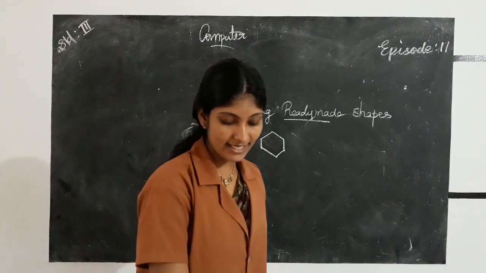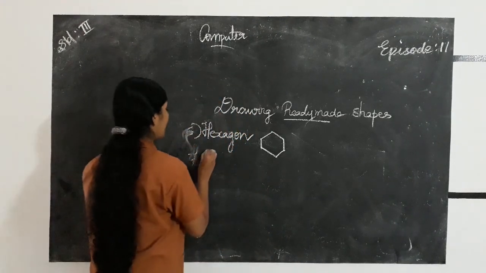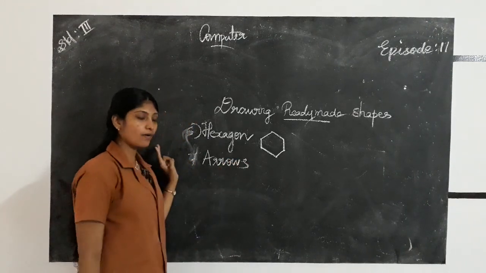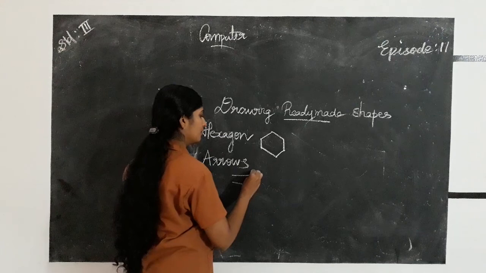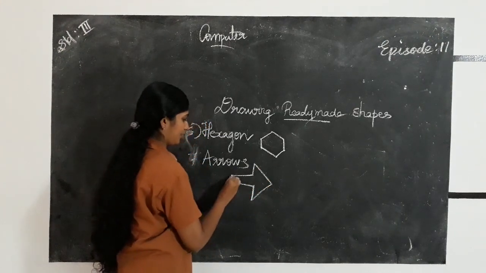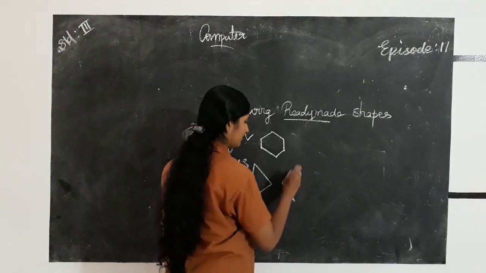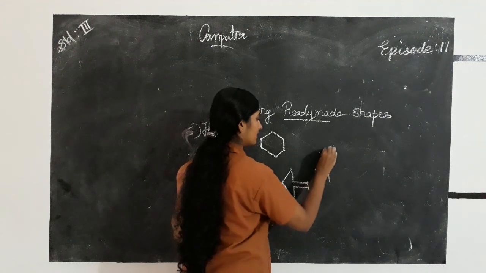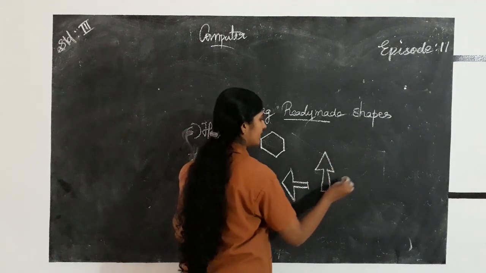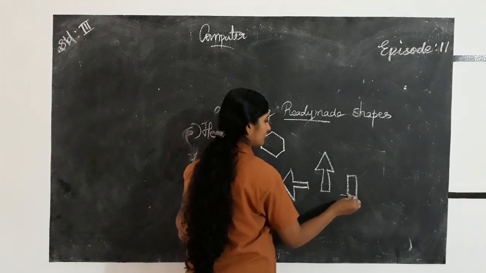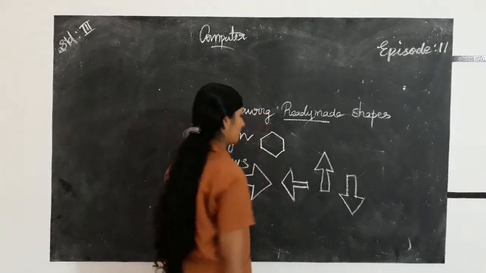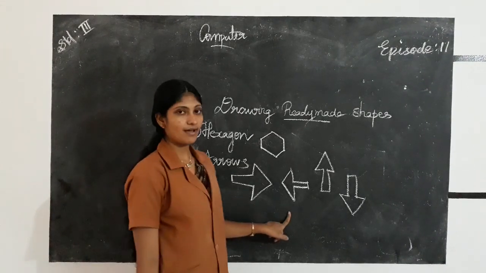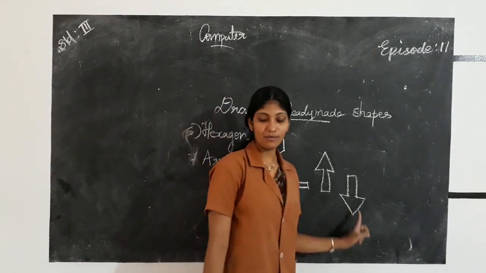Then next is arrows. Arrow, A-R-R-O-W-S. It contains 4 arrows. Right arrow, left arrow, up arrow, then down arrow. So next shape is arrow: right arrow, left arrow, up arrow, and down arrow.